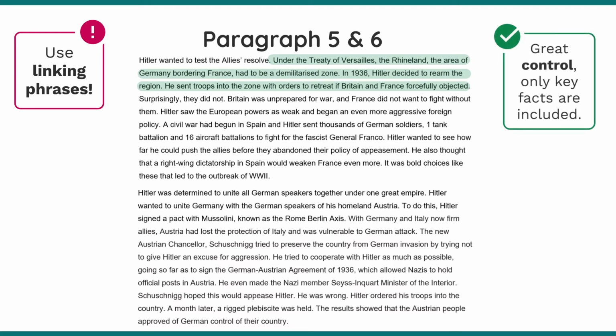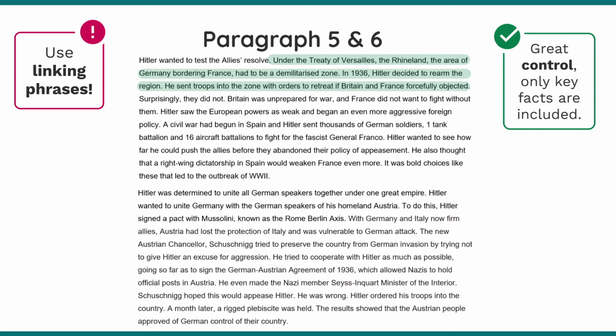In relation to the Rhineland, you have loads of information, I've no doubt, on what happened in the remilitarizing of the Rhineland. And you could write a whole page about it. But you only need to pluck out the key facts as they are needed for this particular question. And this paragraph is a great example of that. Just plucking out what's needed to make your argument sound.